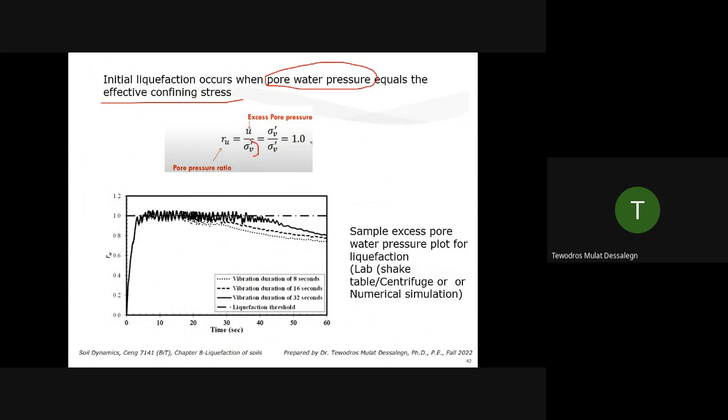If the excess pore water pressure is increasing and it's equal to the effective stress, now we are reaching a point of zero effective stress at that depth. With further increase, the whole thing liquefies. So this is the pore water pressure ratio, which means excess pore water pressure divided by the effective stress at that depth. You don't see it greater than 1 because as soon as it reaches the effective stress, it liquefies.